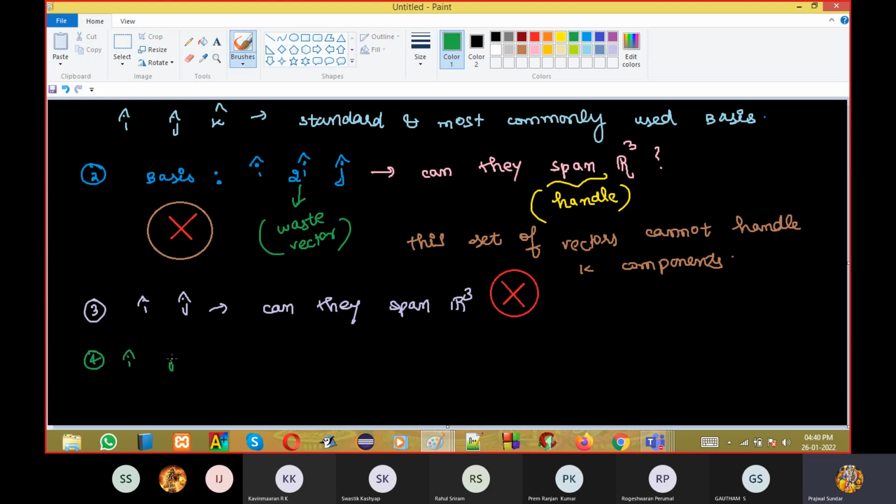Fourth question: i, j, i plus j. Can they handle R cube? No. Why? Same reason, right? If you observe carefully, this is very straightforward now. What work these two can do together, that is what this is doing. Then why should you take them separately? These are useless, and this is waste, correct? So they cannot span. You're asking, can they span? They cannot span.